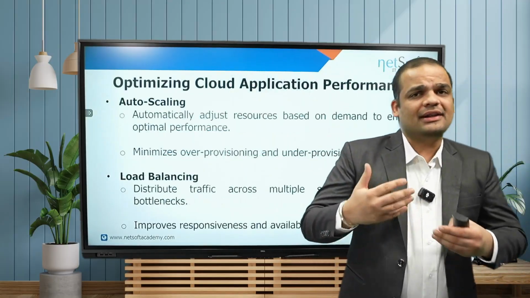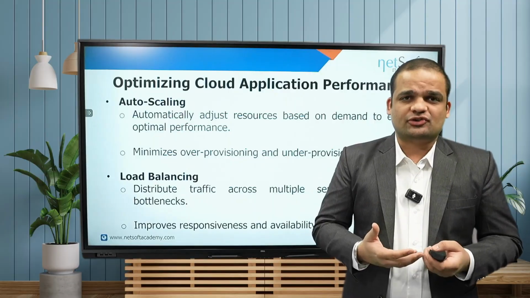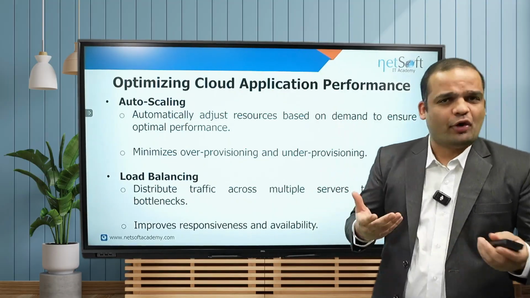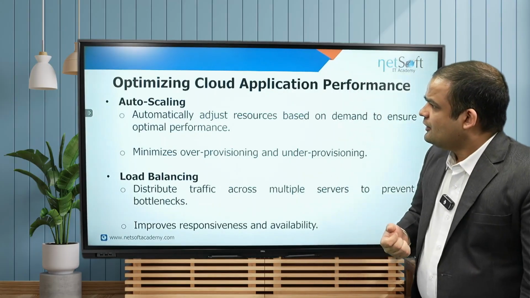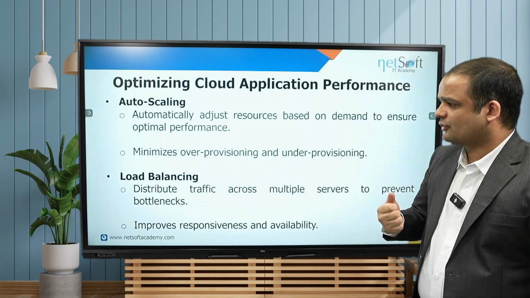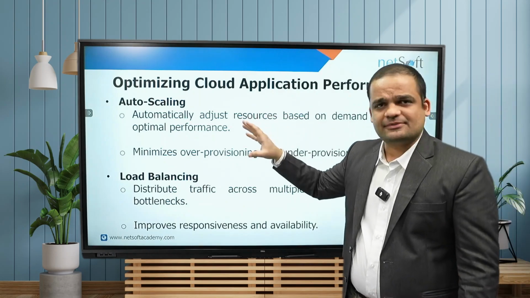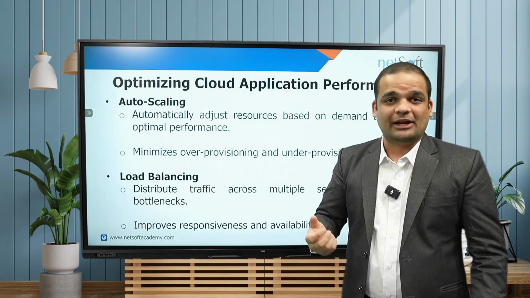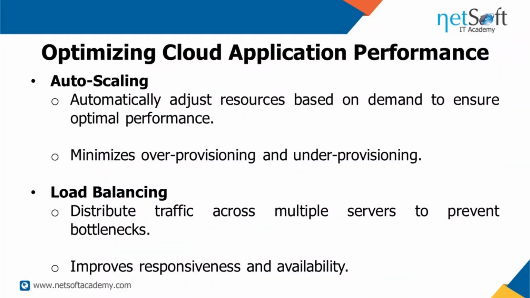Now, let's explore strategies to optimize cloud application performance. So, the next point is autoscaling. We have dealt with this concept so many times. It's a very core concept, so let me repeat it again for you. Autoscaling automatically adjusts cloud resources based on demand, ensuring optimal performance without over provisioning or under provisioning resources.